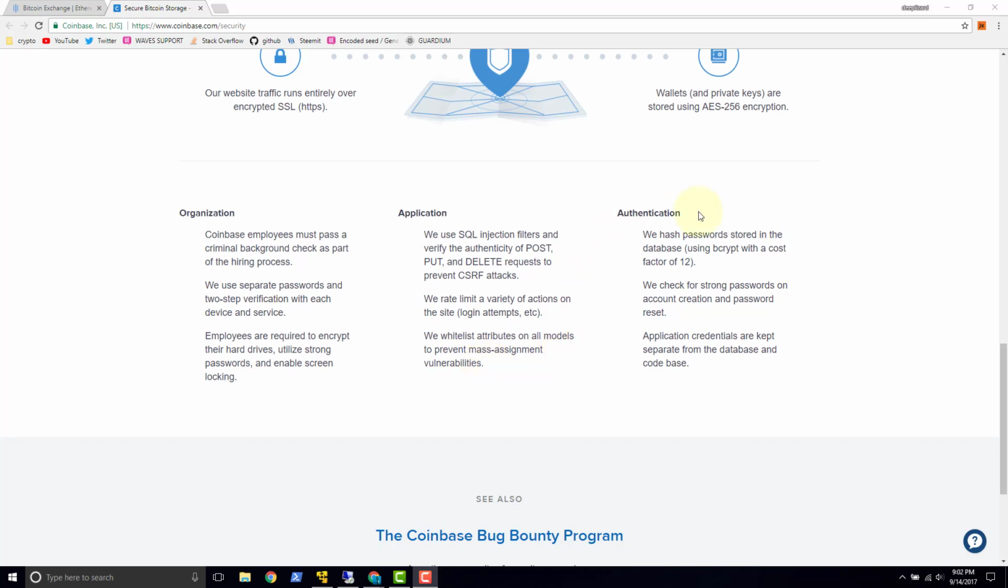This next one, authentication, says they hash their passwords stored in the database. They check for strong passwords on account creation, and application credentials are kept separate from the database and code base. So what's the code base? The code base is the actual source code of all their applications. They're saying that their passwords are kept separate. That's a good practice.